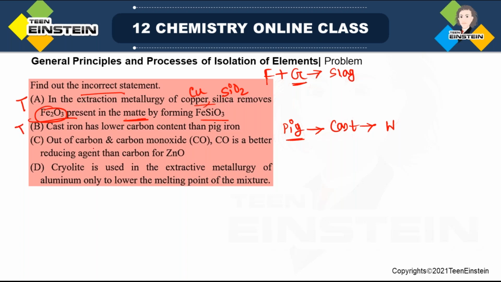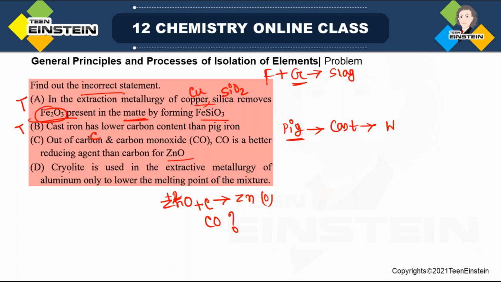Next statement: out of carbon and carbon monoxide, that is C and CO, CO is a better reducing agent than carbon for Zn. So here you are trying to reduce ZnO to Zn. Here it has oxidation state +2. Here it is 0. So this is reduction. But for this reduction, you will use carbon or CO. That is the question. Here it is mentioned that CO is a better reducing agent. But is this true? The answer you can get only by considering the Ellingham diagram. Okay, but we will come to that point.